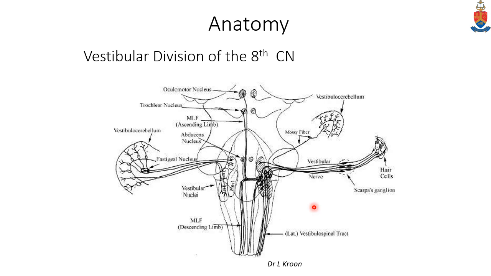Okay, so looking at the anatomy of the 8th cranial nerve's vestibular function, we can see it's quite a complicated system. There's lots of axons running in many directions, but I'm going to highlight the key clinical pieces, and so I'll try to take everyone through a simplified approach.